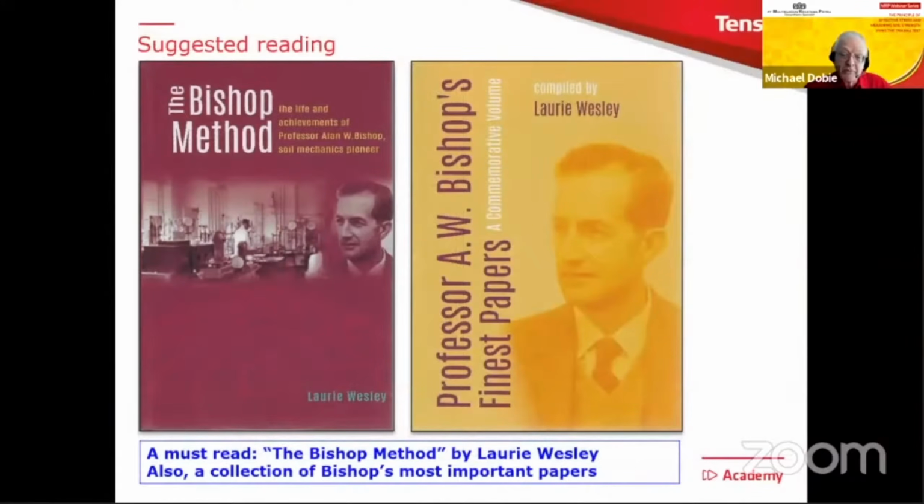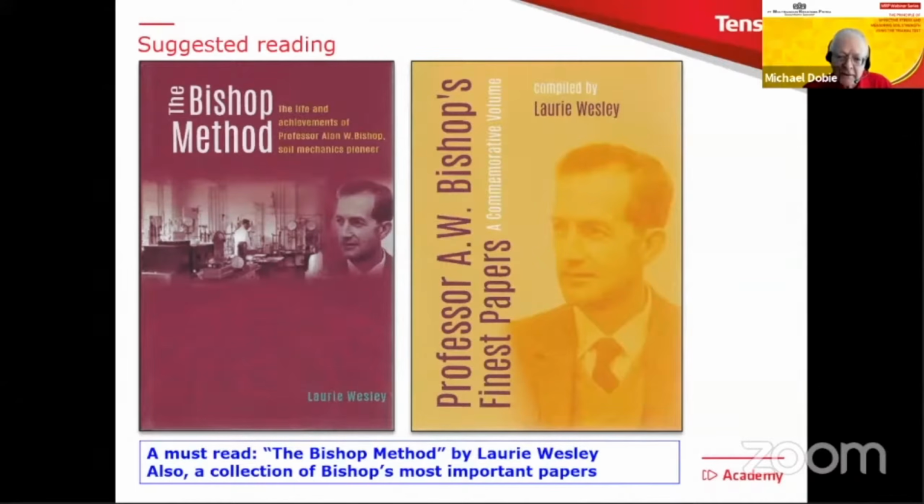Now, if you want to know more about it, luckily we have some help on this. Bishop had become somewhat forgotten, but luckily, again, our friend Laurie Wesley was persuaded to write a biography about Bishop, which is the reddish-colored book on the left there, The Bishop Method. And I would thoroughly recommend that people try and get hold of this book. It's quite short, but it tells you about his life, but also about his work and the build-up of the work that he did at Imperial College. It's a really interesting book, written by Laurie Wesley.